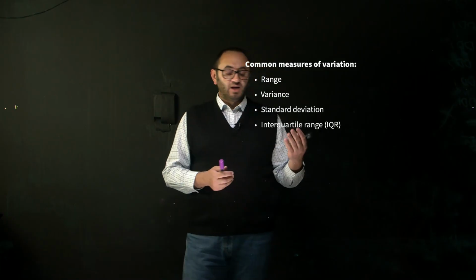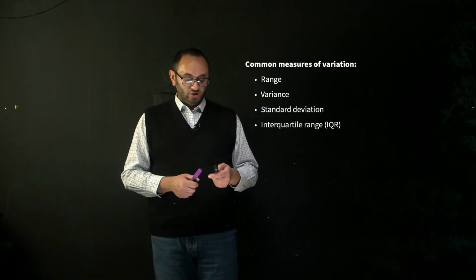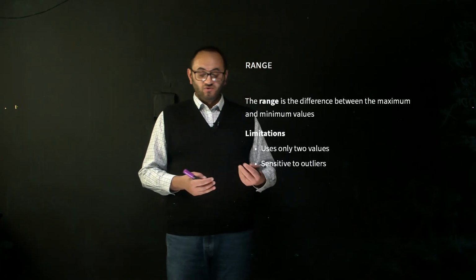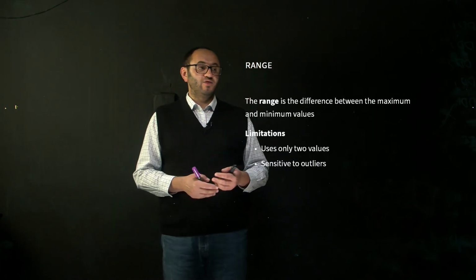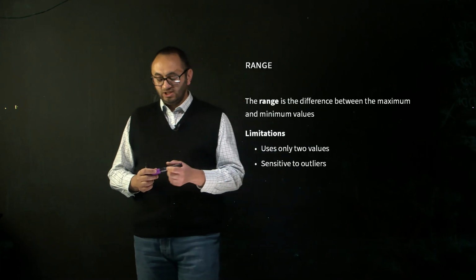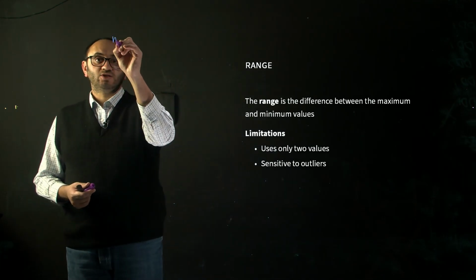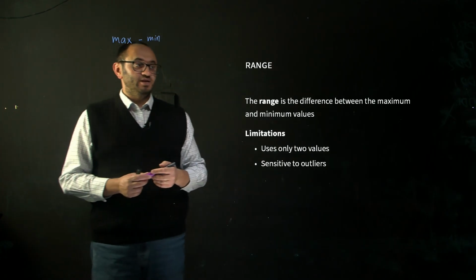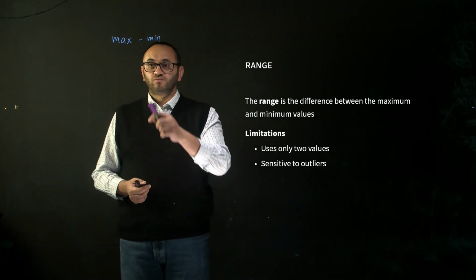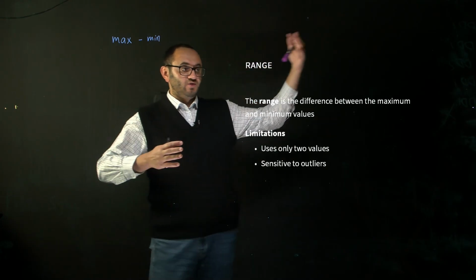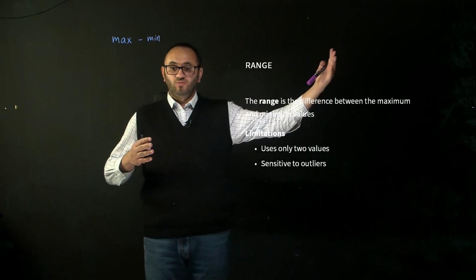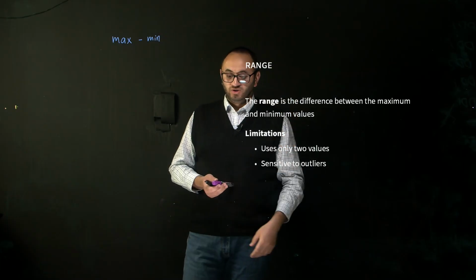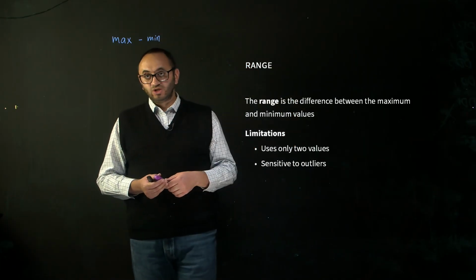All right, so let's start with the first measure of variation, which is the range. The range is the difference between the maximum and the minimum value, or you can say the range equals max minus min. This is the range. So it's the difference between the largest data point and the smallest data point. So we only use two values. This is one of the limitations.